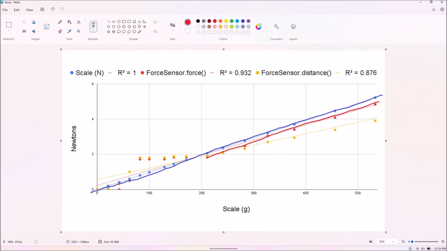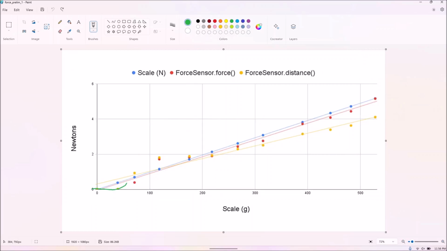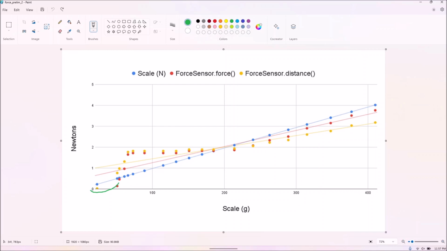The results parallel each other for values over 2 newtons, but the force sensor data, both the force and the distance, literally go off a cliff below that. Even then, parallel does not mean equal. The scale consistently registered higher numbers, even over multiple runs with different data points.